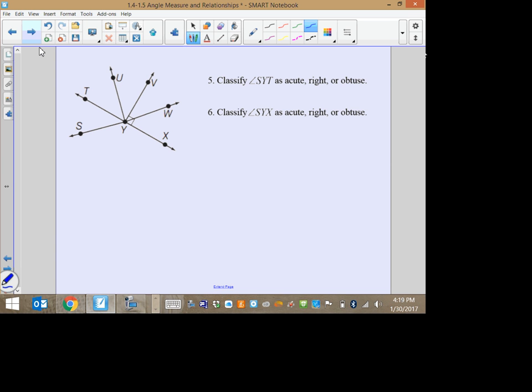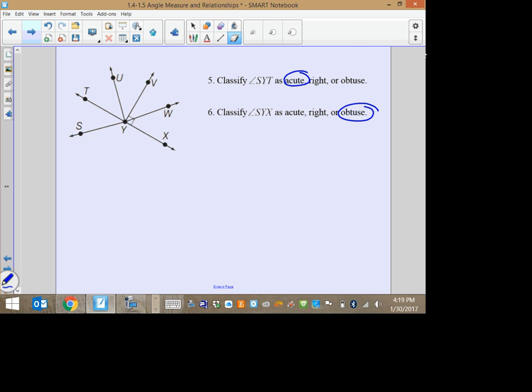We're going to classify these angles as acute, right, or obtuse. So angle SYT, is that acute, right, or obtuse? That would be acute because it is less than 90 degrees. You can see that it looks like it's folded in. Now angle SYX is obtuse because it looks like it's folded out. It's bigger than 90 degrees.